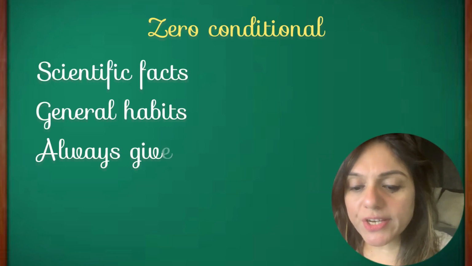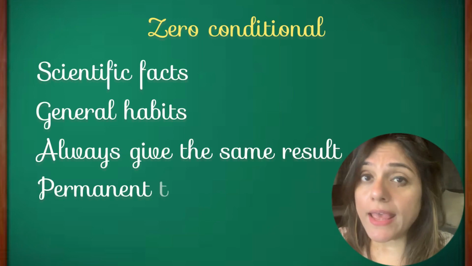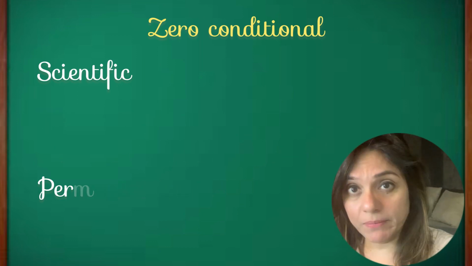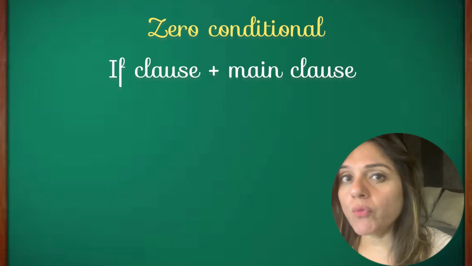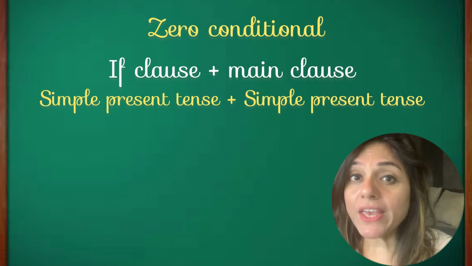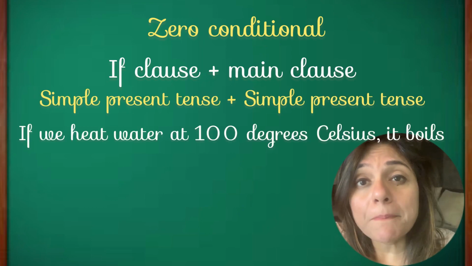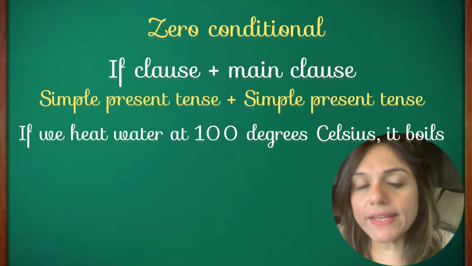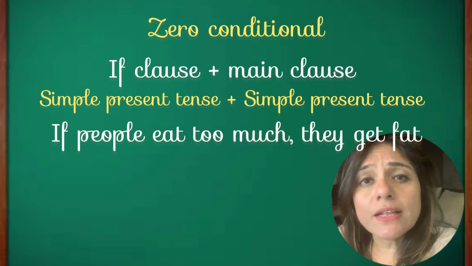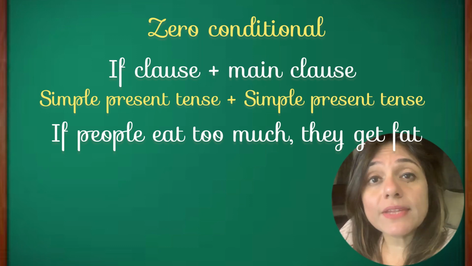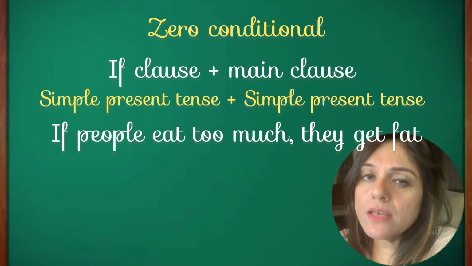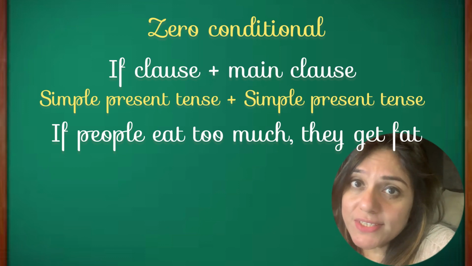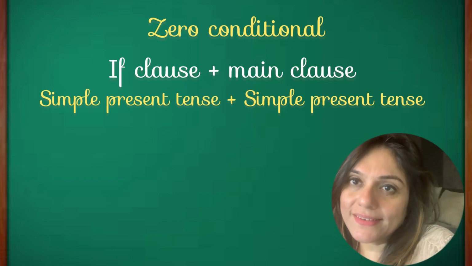First is zero condition. It talks about scientific facts. ऐसा तो हमेशा ही होना है. So it always gives the same outcome. Because it's always the same, we will put the same tense also. If clause, simple present. Main clause also, simple present. If you heat water at 100 degrees Celsius, it boils. If you throw glass on the floor, it breaks. So simply use the same tense in the if clause and the main clause, which is simple present.